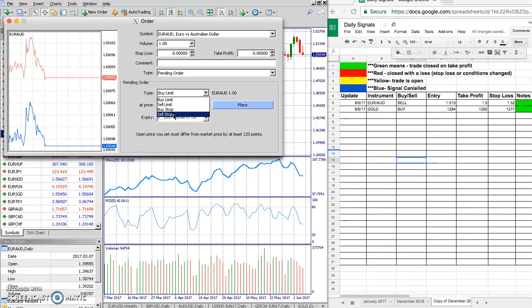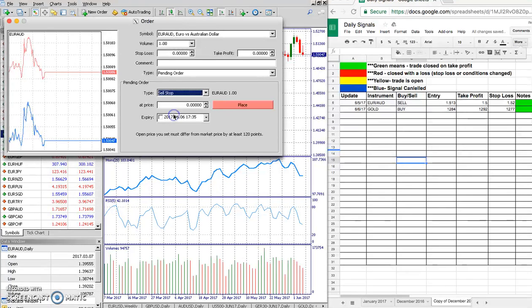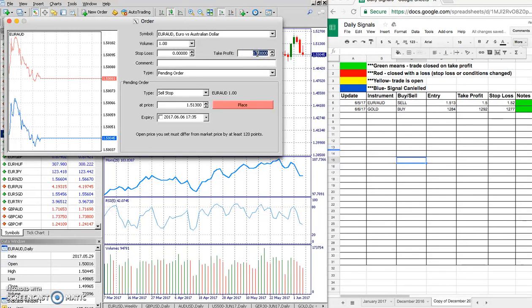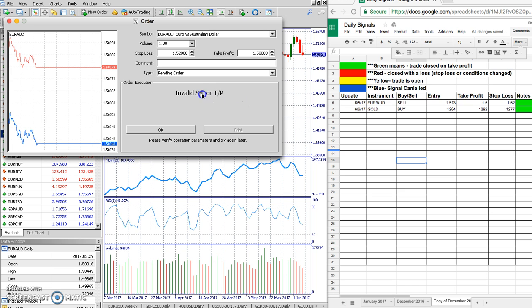Okay, a sell stop order in this case, because we were looking to sell below the market, and we placed it at the price level. The price level was 1.5130, and the take profit would be 1.5, and the stop loss would be 1.52. Okay, everything in place, and you would place the order. Now it will not let us do it now because the market is below. It says invalid. But the idea is very simple.